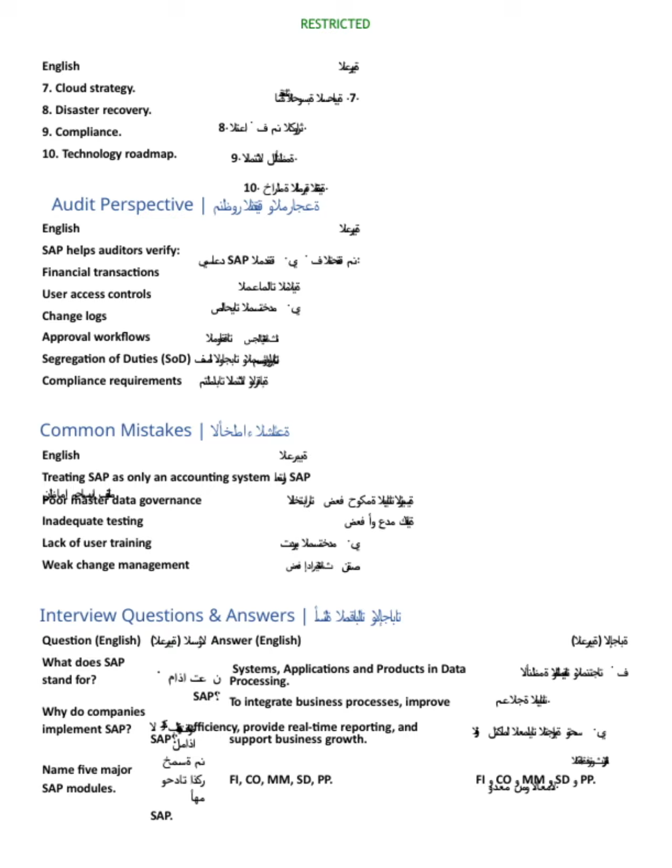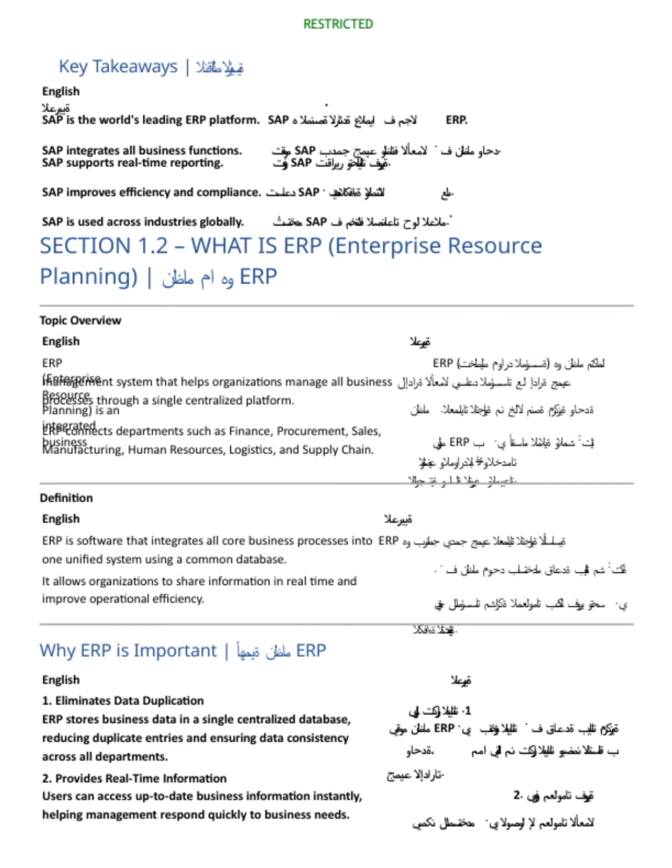Common pitfalls include poor data governance, lack of user training, and weak change management. Understanding these helps us use SAP more effectively and avoid costly mistakes. Let's talk about why ERP systems are so important.